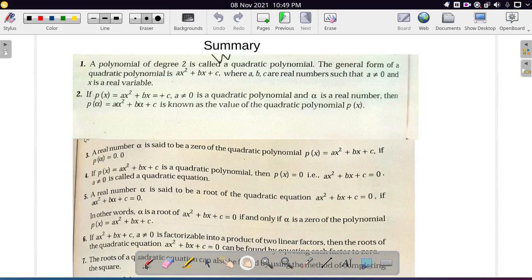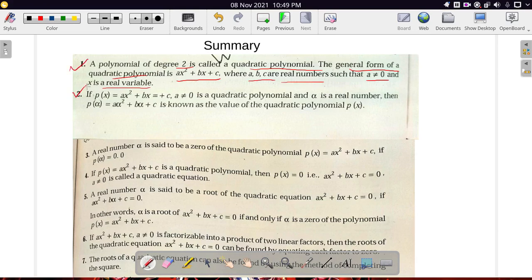The summary is: a polynomial of degree 2 is called a quadratic polynomial. You all know that. The general form of a quadratic polynomial is ax square plus bx plus c. Note, it's saying polynomial. That's why this is not equal to 0. When this is equal to 0, it's basically an equation where a, b, c are real numbers such that a is not equal to 0 and x is a real variable. Okay, a should not be equal to 0.